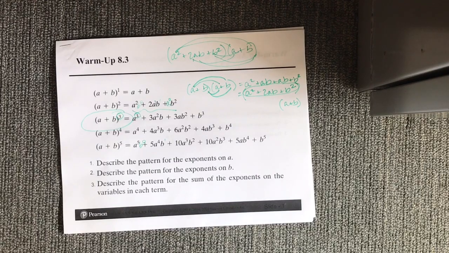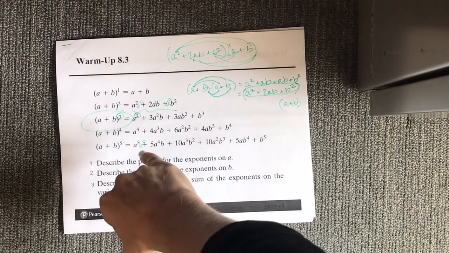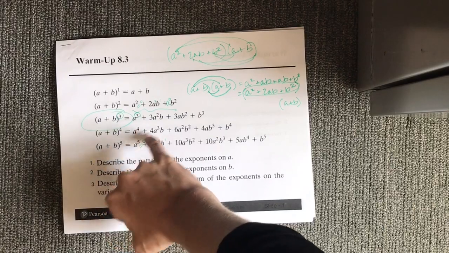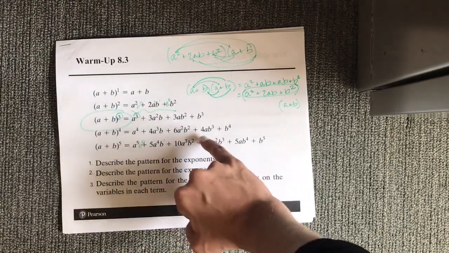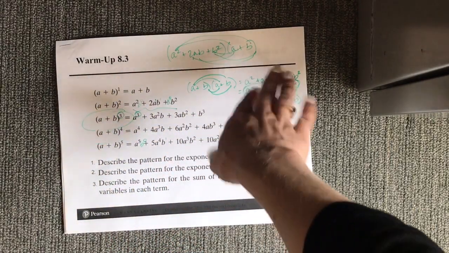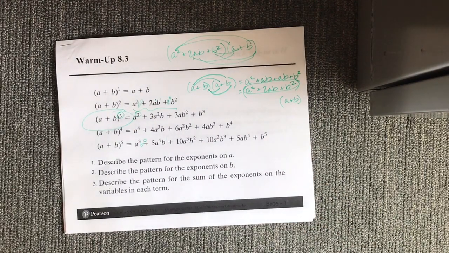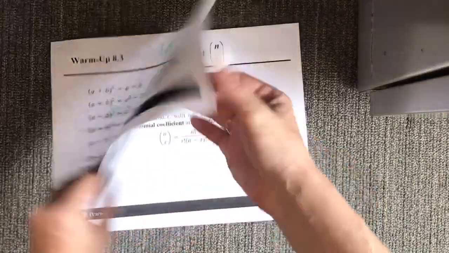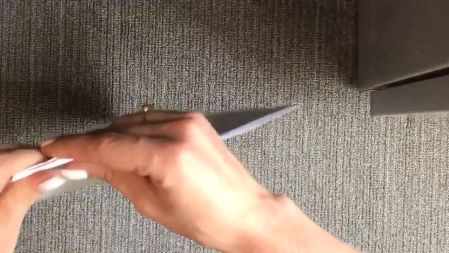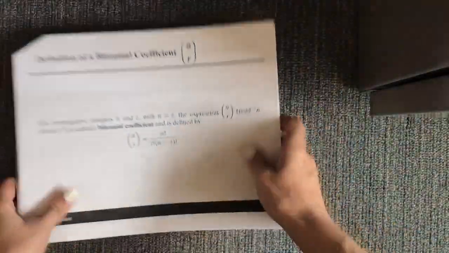Looking back again at the warm-up, the patterns that we observe on the exponents just address the exponent. How do we know what coefficient is in front of each term? How do we know that that's a 4 and that's a 6 and that's a 4 without having to do it the long way? Well, that's what the rest of the lesson is about. There's a theorem for that, and it is called the binomial theorem once we get to it.